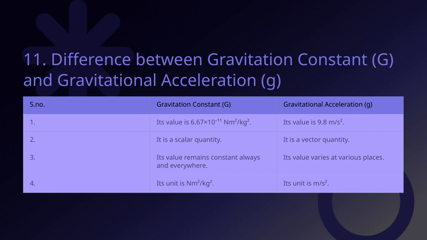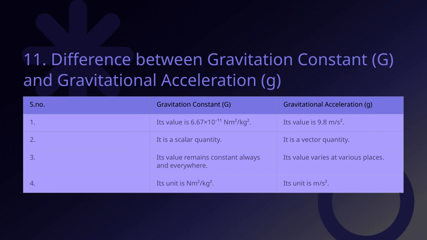It's important to remember that G is a scalar quantity, meaning it has only magnitude and no direction. Its value remains constant everywhere in the universe, which makes it a universal constant. This consistency helps us understand gravitational interactions on a cosmic scale. The unit of G is Nm²/kg², reflecting its nature as a proportionality constant in Newton's law of gravitation.